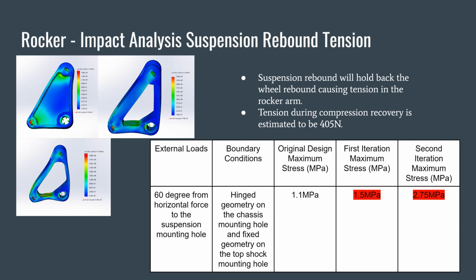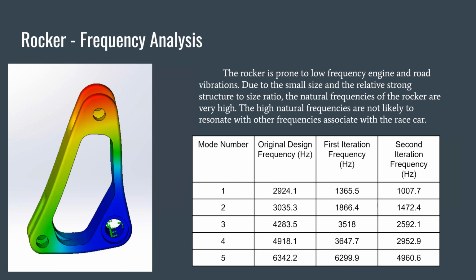The third analysis for the rocker is the impact analysis for when the suspension is rebounding. That creates tension inside the rocker arm. With this, even for the second iteration, the maximum stress is only slightly higher than the original design maximum stress at 2.7 megapascals. For the frequency analysis, even the lowest frequency is over 100 hertz, which is way above any frequencies that a race car would experience when racing.